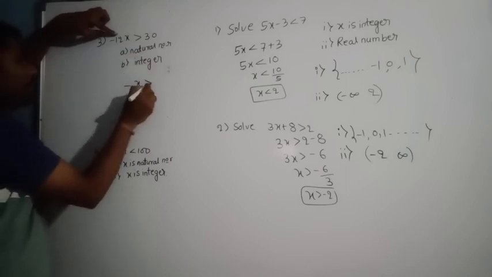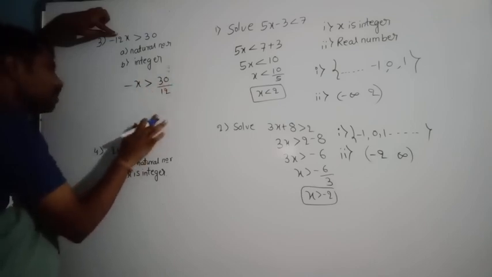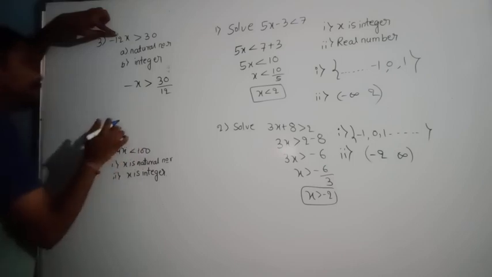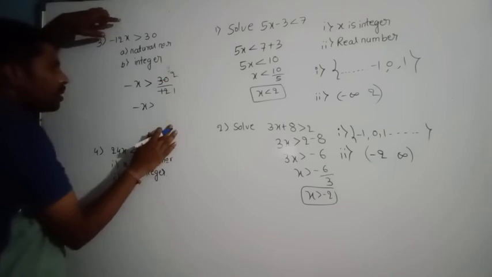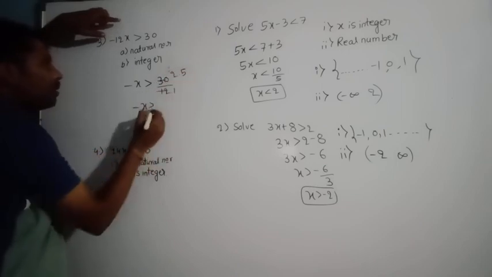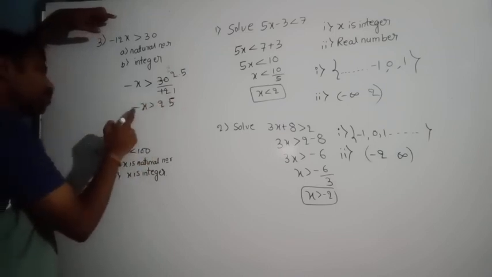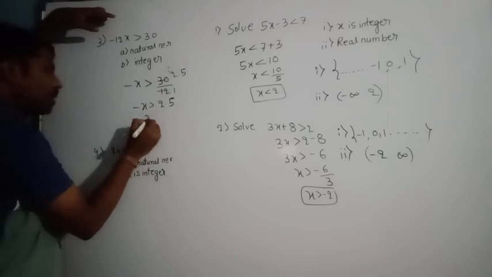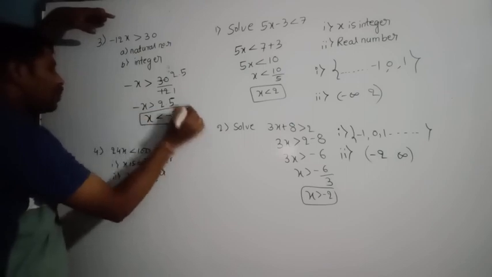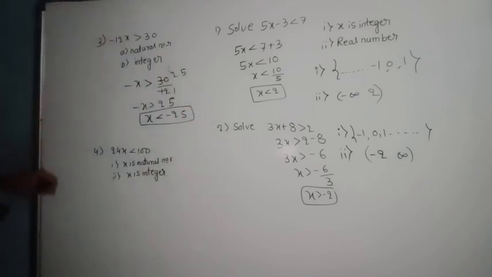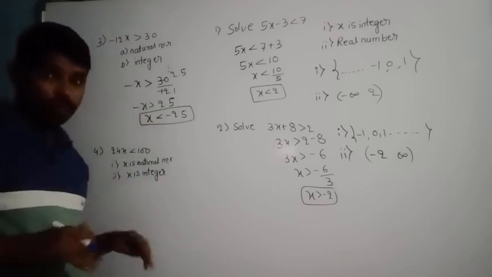So minus x is greater than 30 divided by 12. 30 divided by 12 means minus x is greater than 2.5. But I don't want minus, so multiply by minus on both sides. x is less than minus 2.5. Yes, see the twist in the story: the value of x is less than minus 2.5.